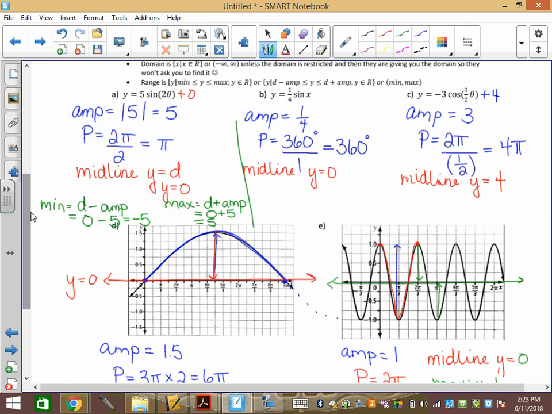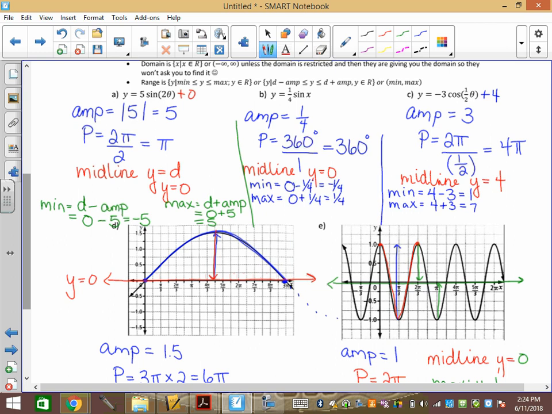This one, my min is D, which is 0, minus, not plus, a quarter. So it's -1/4. My maximum is 0 plus a quarter, which is a quarter. What's my minimum of this one? No, it's 4 minus 3, which is 1. And what's my max? 7. 4 plus 3.